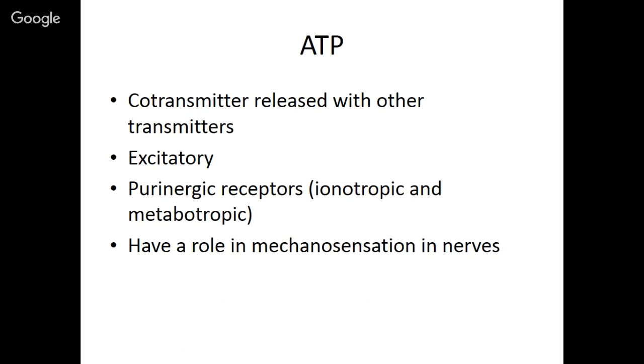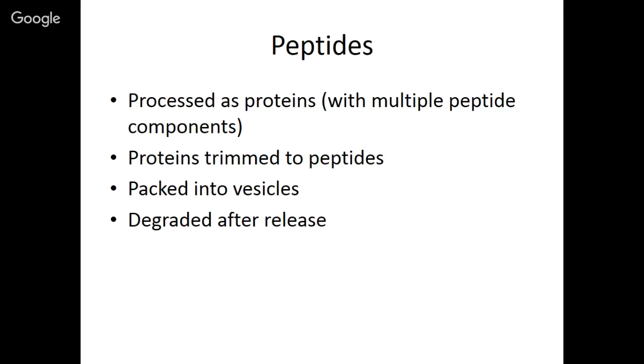ATP is also a co-transmitter released with other transmitters. It is excitatory, and it acts at purinergic receptors, both ionotropic and metabotropic. So it can be either an ion channel or it can modify things through a G protein coupling system. It has some role in mechanosensation in nerve. That's going to be probably another topic later on.